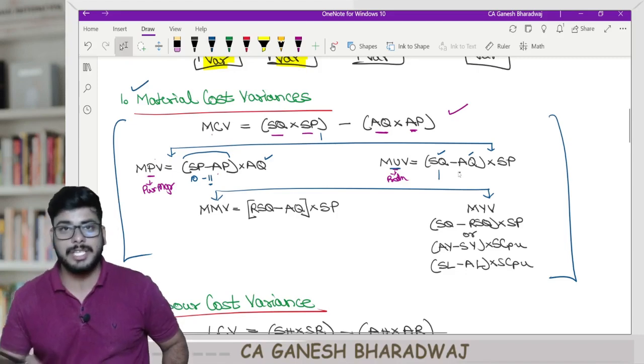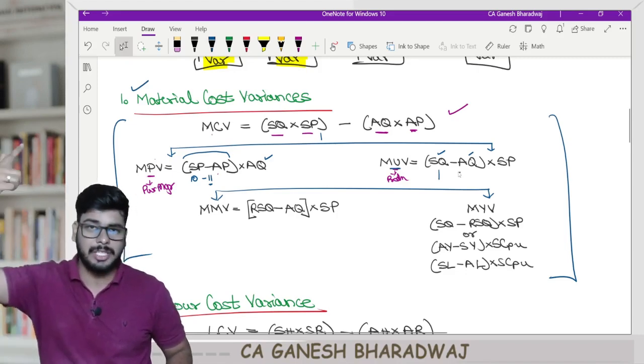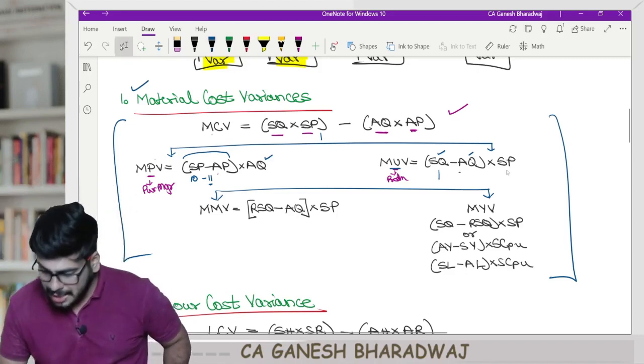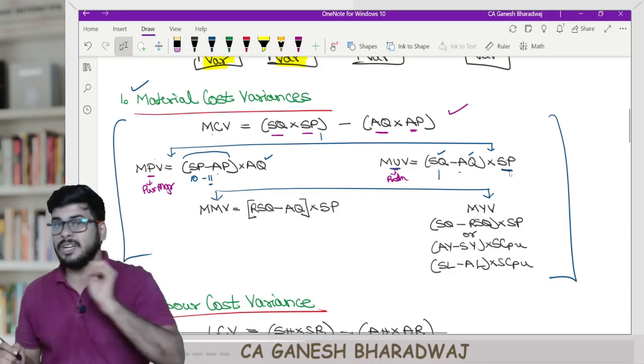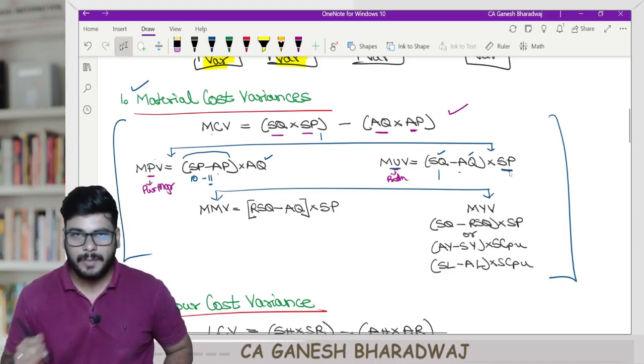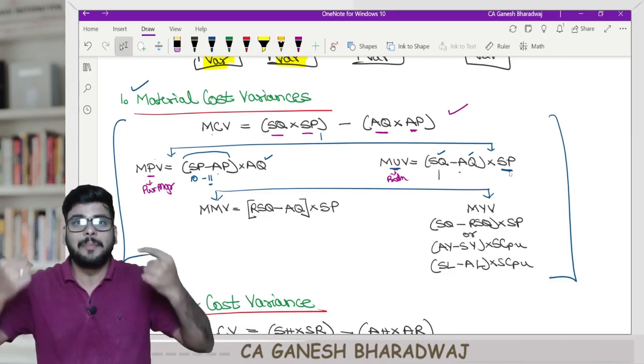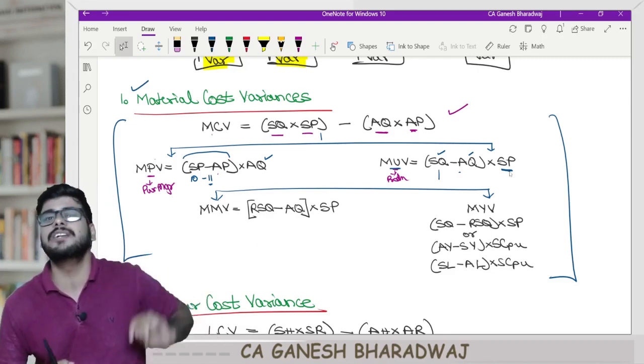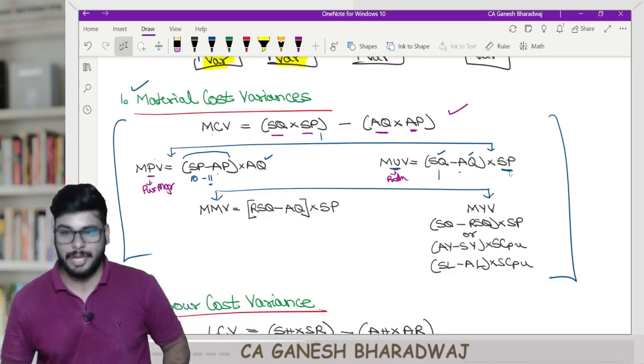Now this is in kgs. We need to convert this figure into a rupee value, so multiplied by standard price. So why here alone standard price? Because look, the production manager is not dependent on the purchase manager. Are you clear with this?